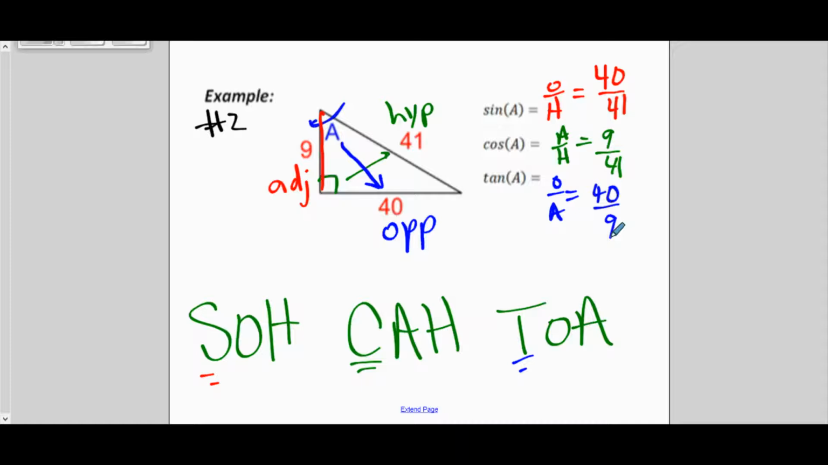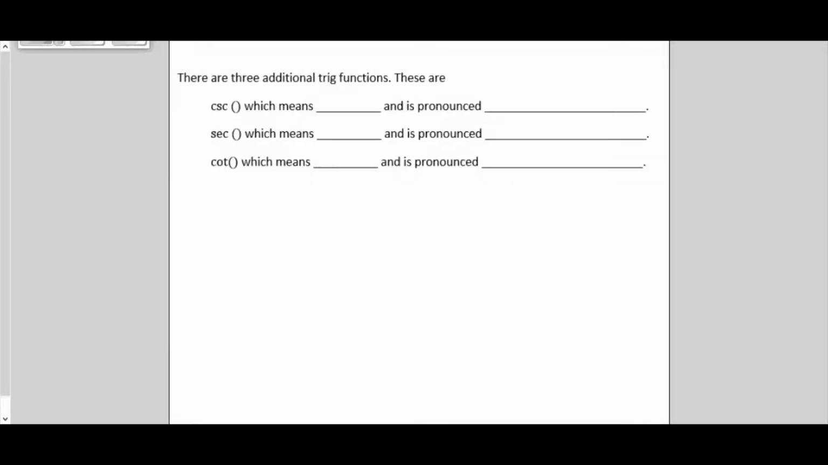So now what we're going to see is that there are actually three more additional trig functions in addition to sine, cosine, and tangent. So there are three additional trig functions. The first one is abbreviated CSC, and this means cosecant. And the way that we pronounce this is cosecant.